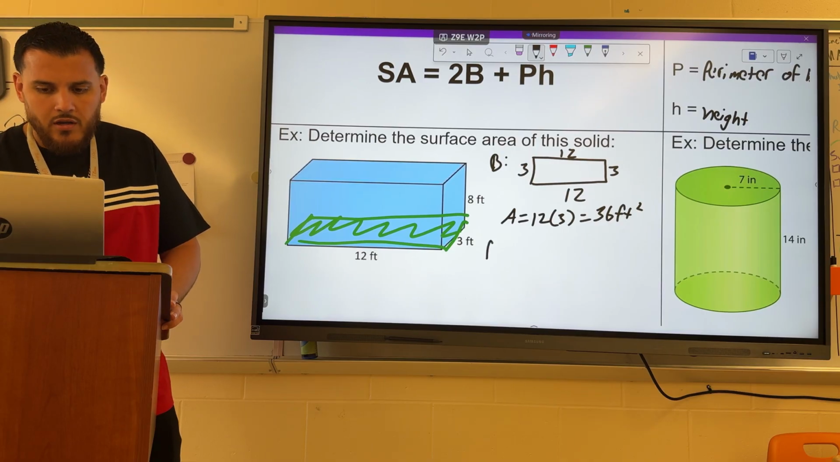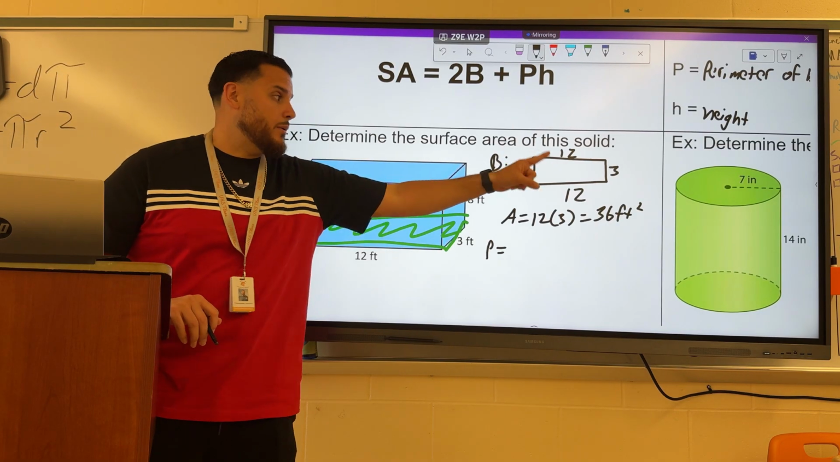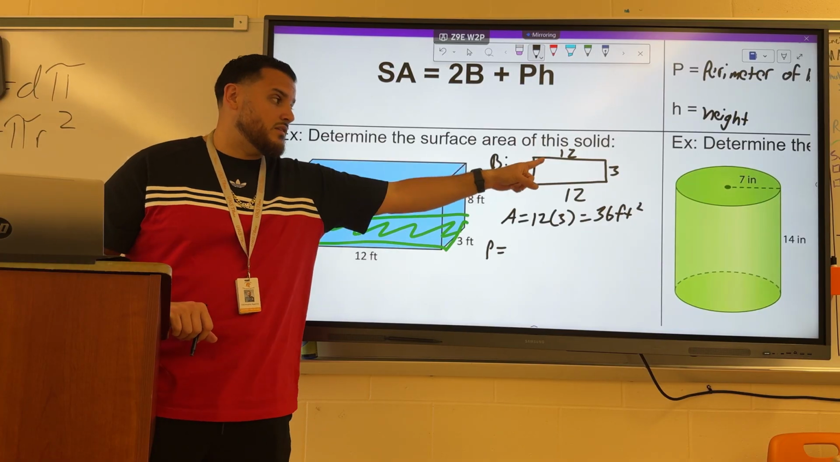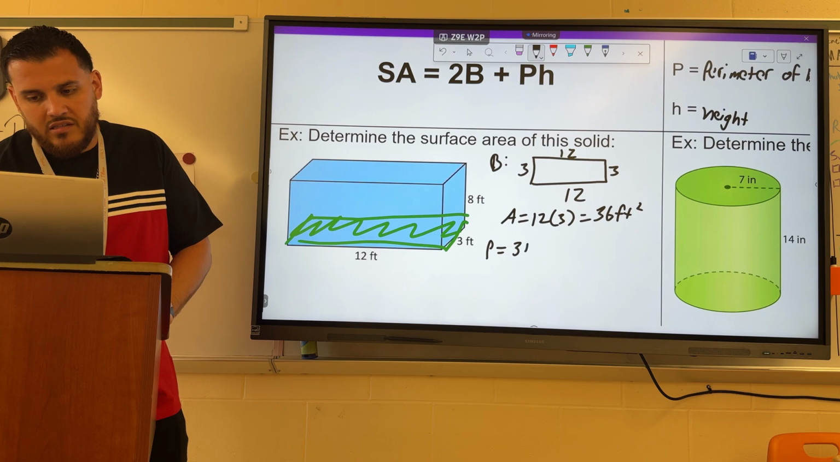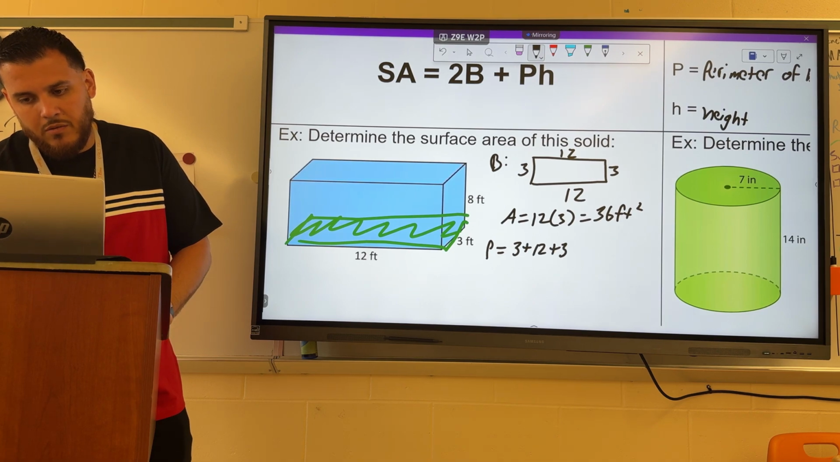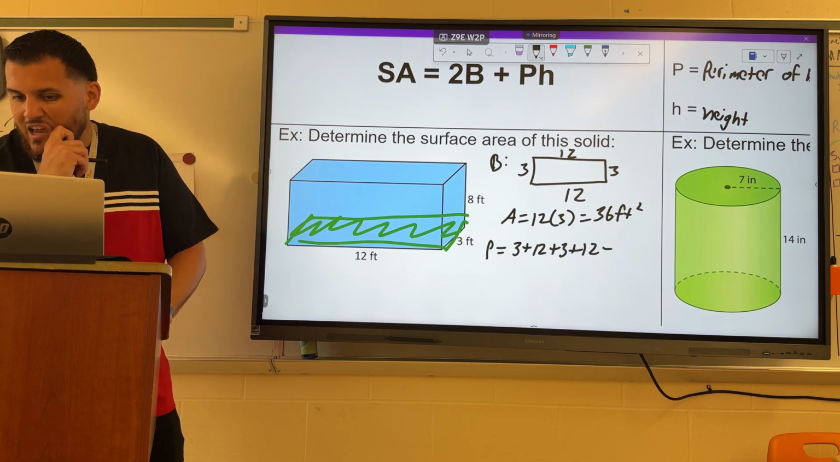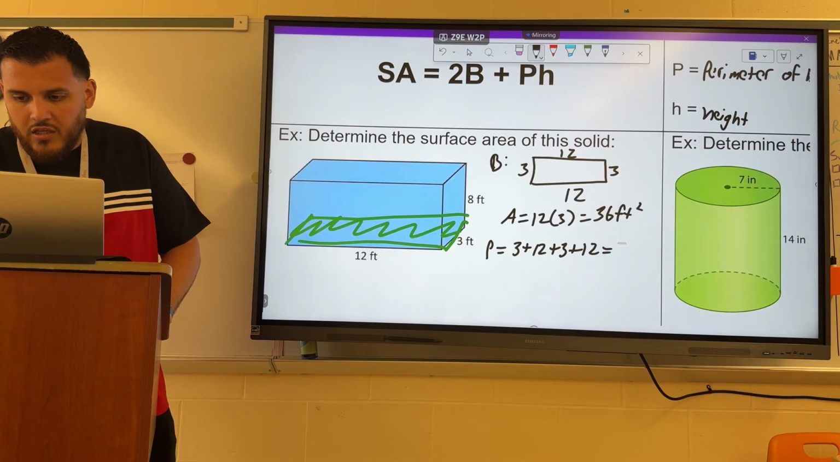Now, my perimeter is the perimeter of the same shape. If I'm calling this the base, that's the side of my solid that I need to find the perimeter of. That's just adding all the sides together. 3 plus 12 plus 3 plus 12 gives me a perimeter of 30 units.